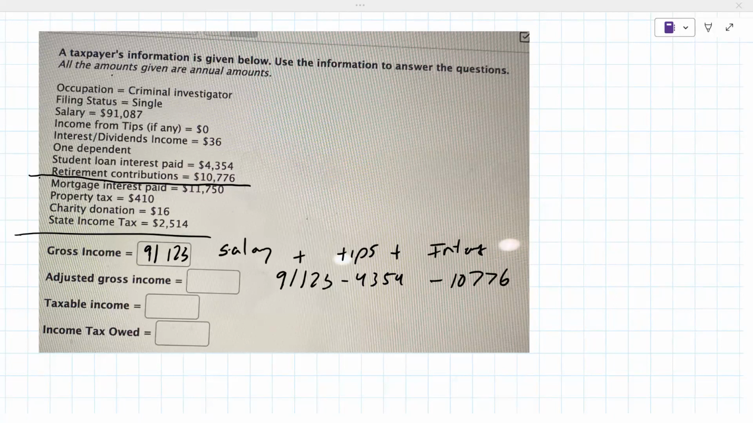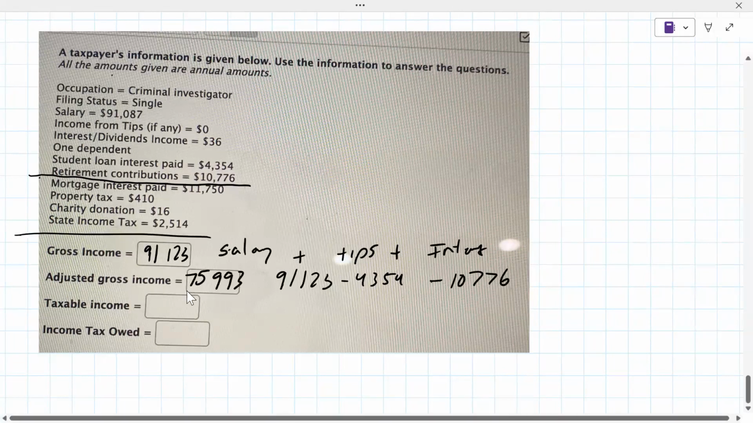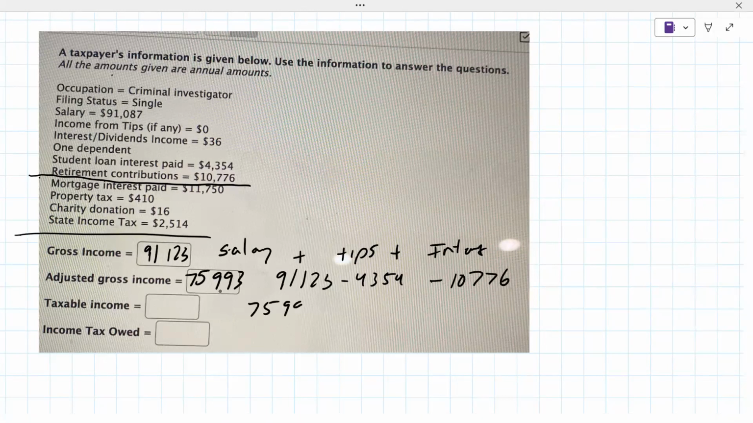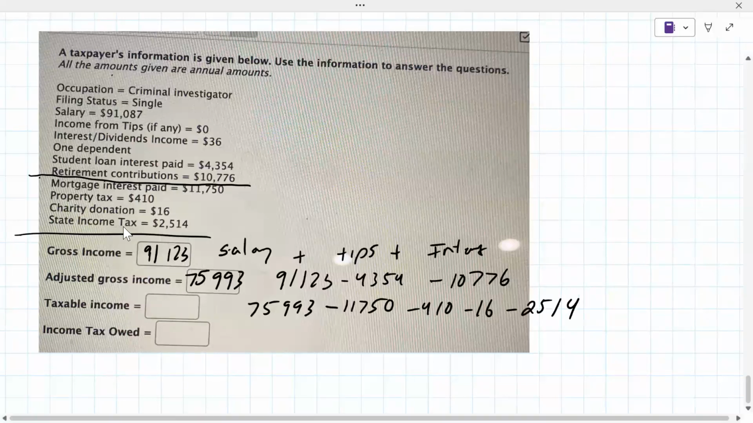All right, minus. All right, so I got, and maybe this is what you said already, I apologize, I just haven't been hearing you very well today, $75,993 for the adjusted gross income. And then we're going to take that amount and subtract out the mortgage interest, the property tax, the charitable donation, and the state income tax.